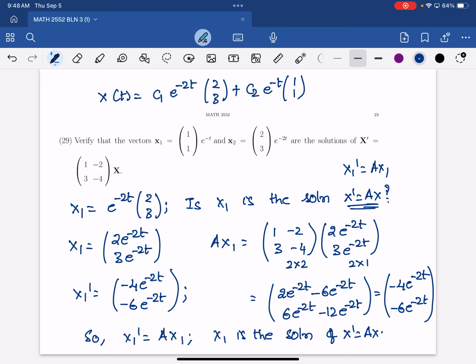So when I evaluate x1 prime, I'm getting this. When I multiply Ax1, I'm getting that. So both sides are equal, so I'm getting an identity. Hence x1 is a solution. Is that clear? I can't see you, so you should. Yes. Convinced? Are you all good? So this tells you that x1 is a solution.